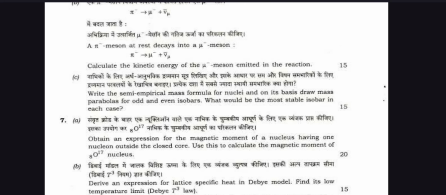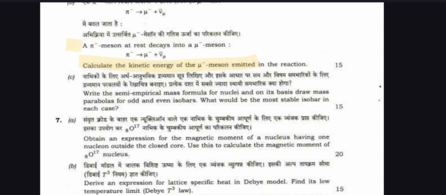And question number B is calculate the kinetic energy. So first, A: pi minus mesons at rest decay into muon mesons, pi minus goes to mu minus plus anti-neutrino mu. So calculate the kinetic energy of the muon mesons emitted in the reaction.